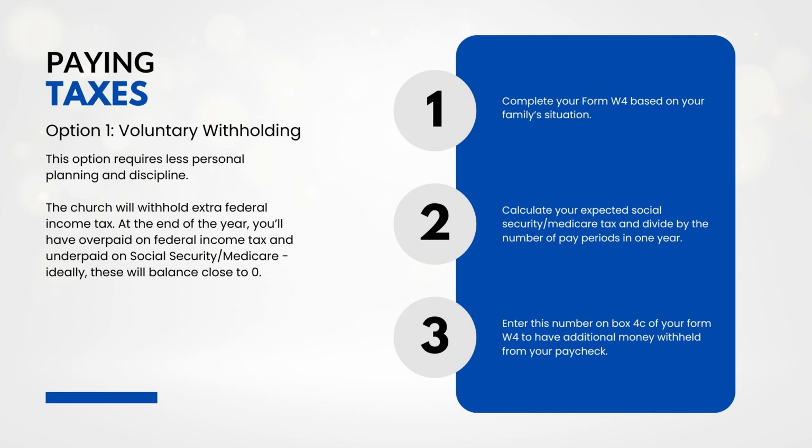How does this work? Start by completing your W-4 based on your family's situation. Then calculate your expected Social Security and Medicare tax and divide that number by the number of pay periods in a year. Enter this number in box 4C. That amount will be withheld from each paycheck in addition to your normal federal income tax withholding amount.